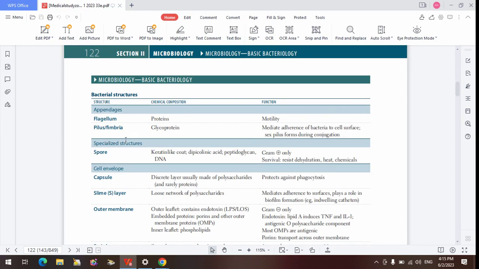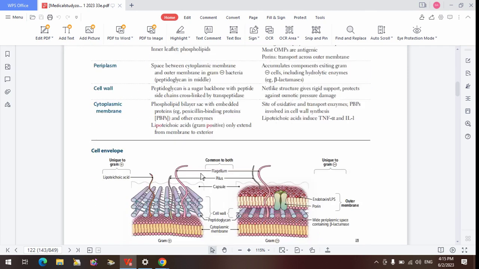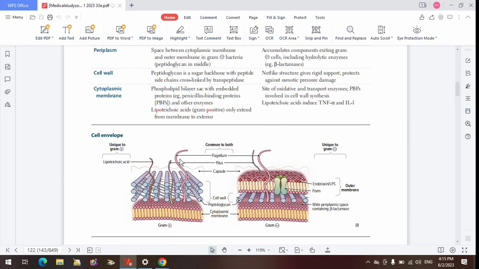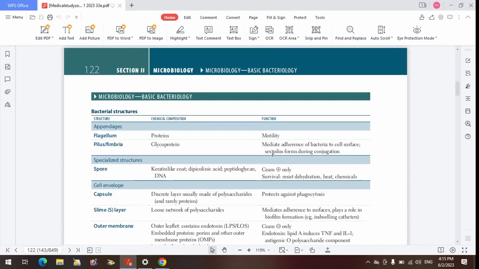So take them one by one. The flagellum is made up of protein, and this is not the first time we are hearing the word flagellum, flagella. It's just like a whip-like structure that allows the bacteria to move. So this is the picture that shows the flagellum. This is it, this coily structure. So it's made up of protein and it allows for movement. So flagellated organisms or bacteria are motile.